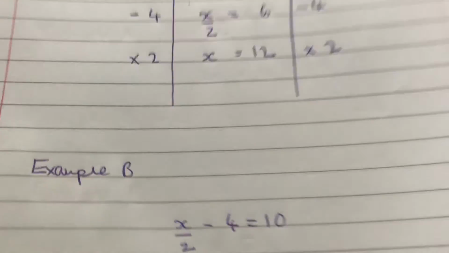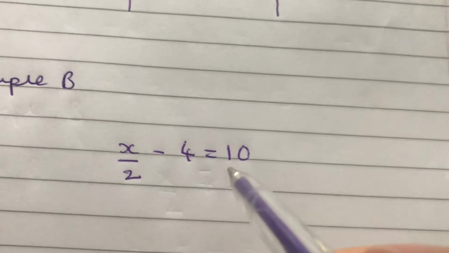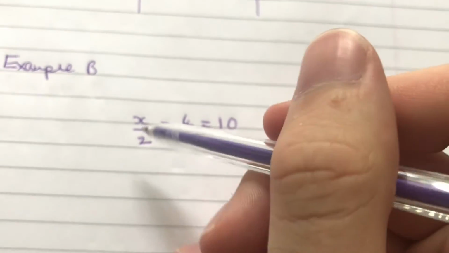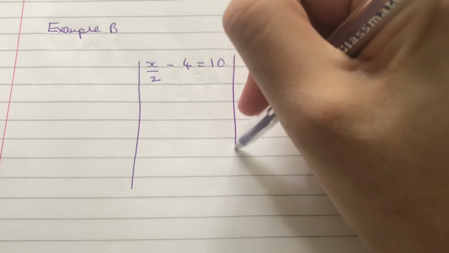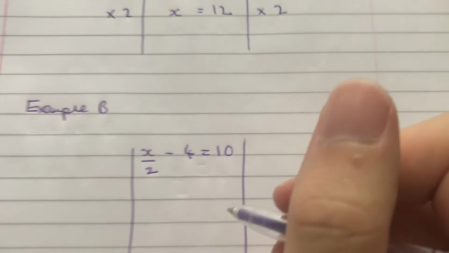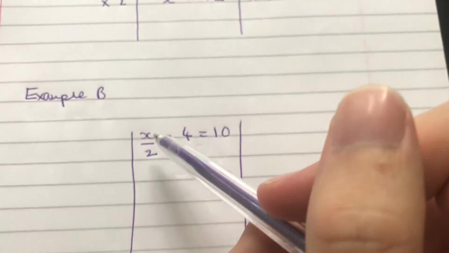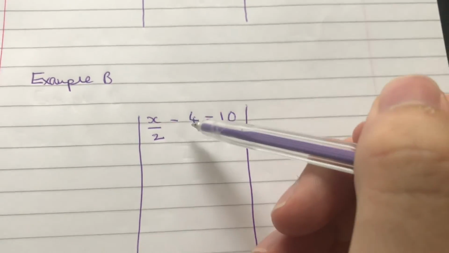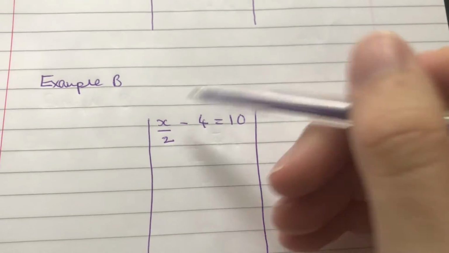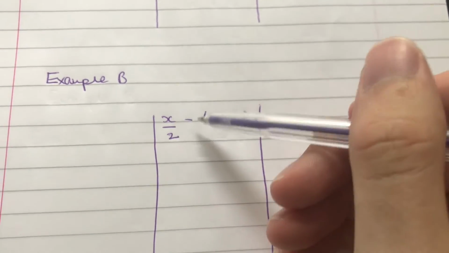Next one, similar question, but this time, instead of addition, we have subtraction. So x over 2 take away 4 equals 10. So what operations are being used? We've got division here, and we've got subtraction here. So let's draw our funnel. There's our funnel. So what journey does x take to equal 10? So we divide x by 2, and then we take away 4.